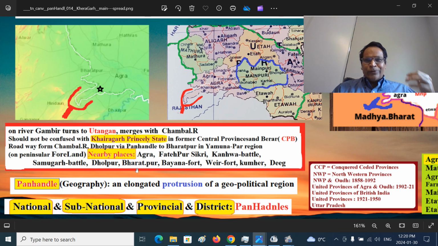So other prominent towns are Dholpur and Bharatpur princely state. Bharatpur is ruled by the very great Maharaja Jat ruler Surajmal, and Bayana Fort, Veer Fort, Kumber and Deeg and so on.